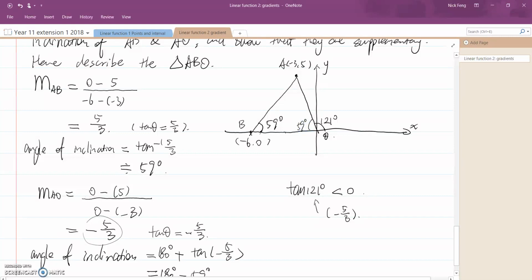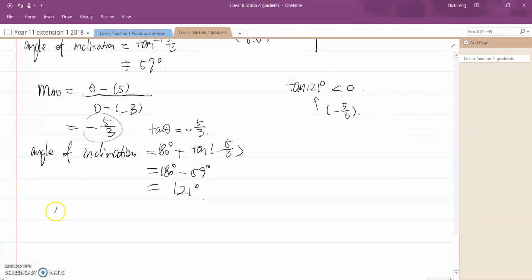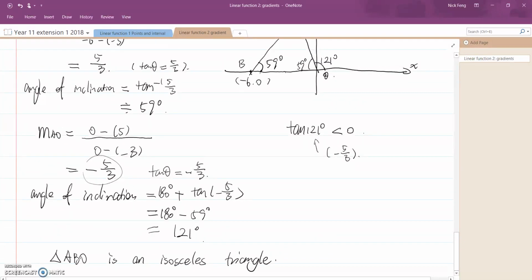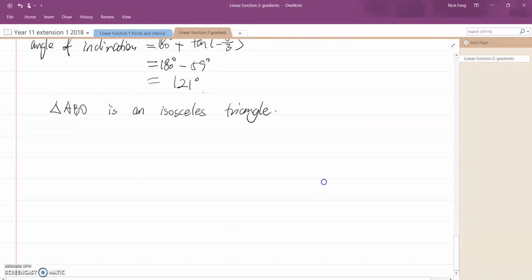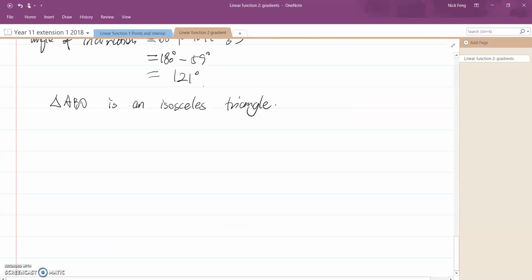Okay, so therefore if this is 121, that means this has to be 59. So what does that mean? That means triangle ABO is an isosceles triangle. Okay, so this is a very typical example of using the angle of inclination to figure out something. All right, so the next part we'll focus on gradient again.